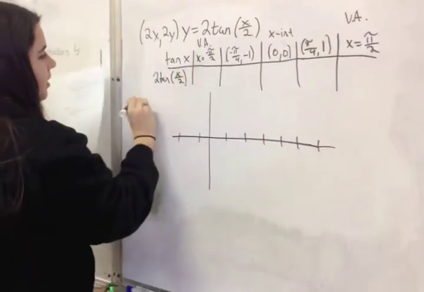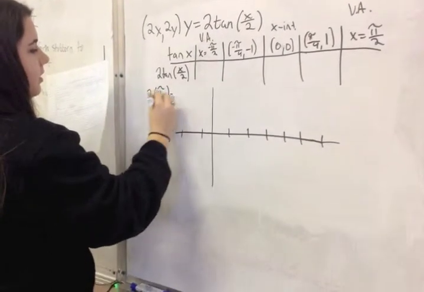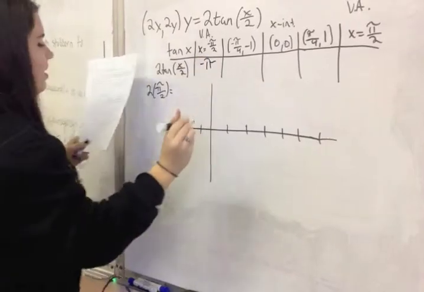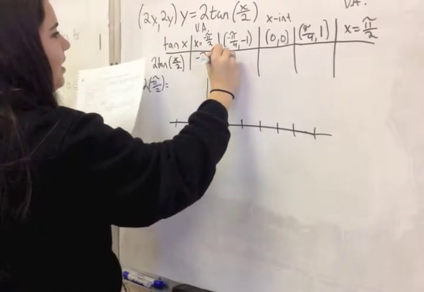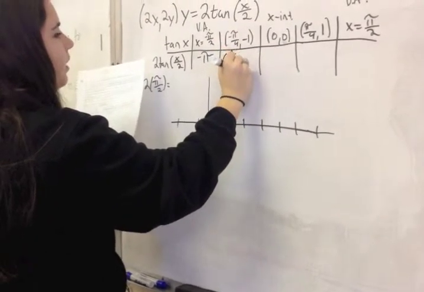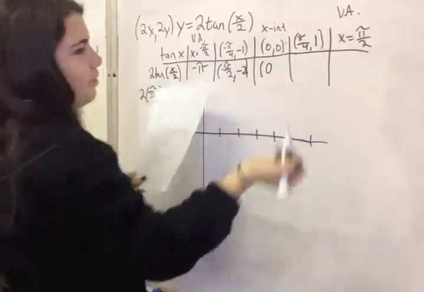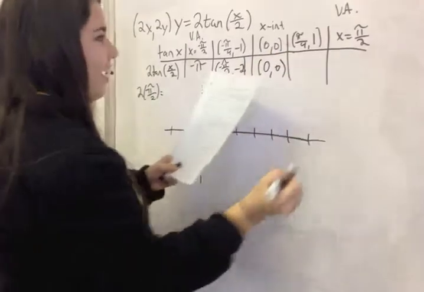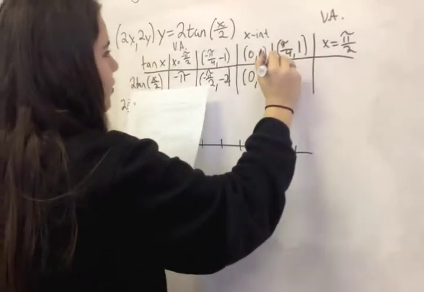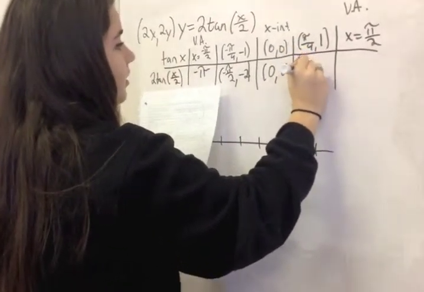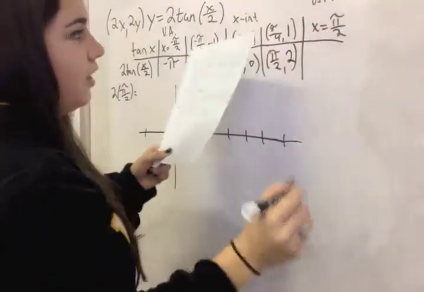So this becomes 2 times negative pi over 2, which equals negative pi. And then to find the new point, you apply this again, which becomes negative pi over 2, and then negative 2. And this stays 0, 0, because 2 times 0 equals 0. And that's the x-intercept. And then this point changes from pi over 4 to positive pi over 2, and just 2. And then this vertical asymptote becomes just pi.